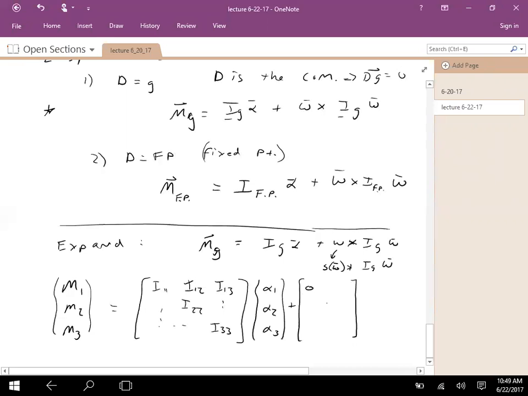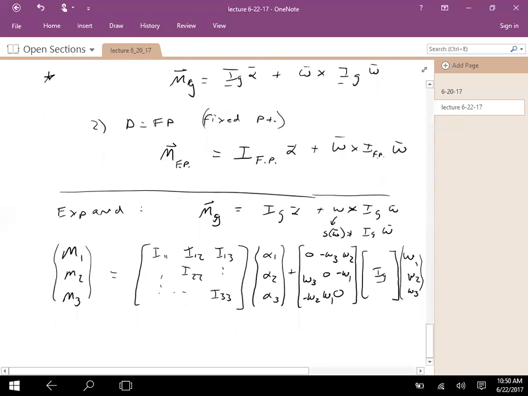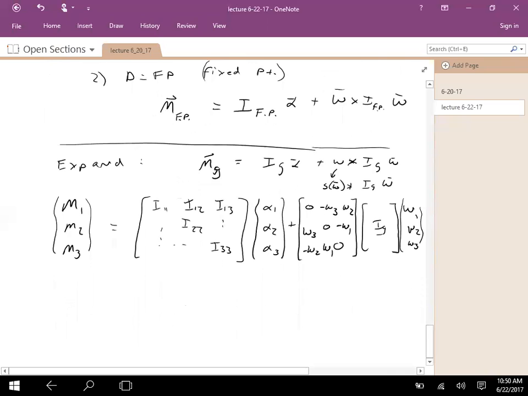the skew symmetric matrix, which is zeros on the diagonal. The upper diagonal is negative omega 3, positive omega 2, negative omega 1, and then positive omega 3 on the lower diagonal, negative omega 2, positive omega 1, times this I, and I'm getting a little cramped here as you can see, omega 1, omega 2, and this is the IG. Okay. And again, don't forget that this is about the centroid in body fixed coordinates.